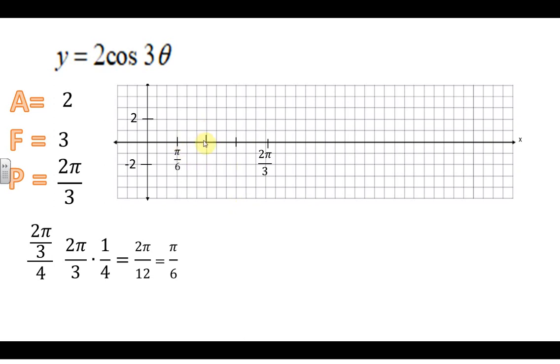Now, each interval is pi over 6. So what's pi over 6 plus pi over 6? If you click, I think it pops up. Look at it: 2 pi over 6, which reduces to pi over 3. So there's my next tick mark. And again, in your calculator, 1/6 plus 1/6 will just pop out the 1/3.